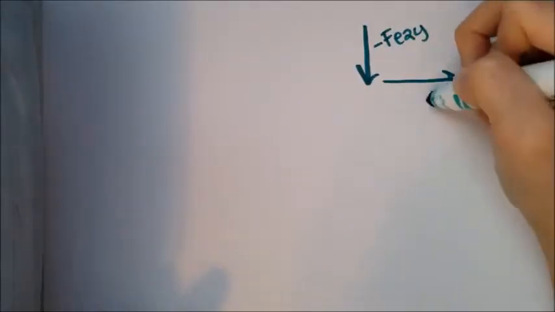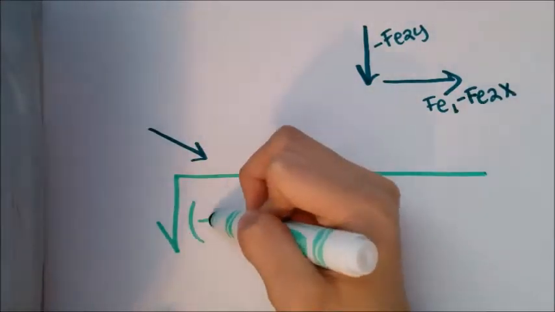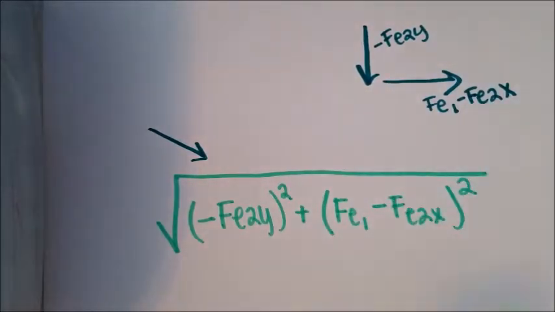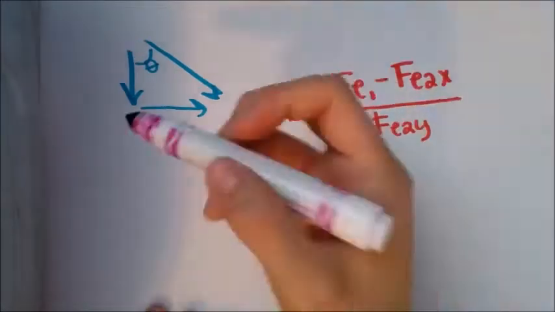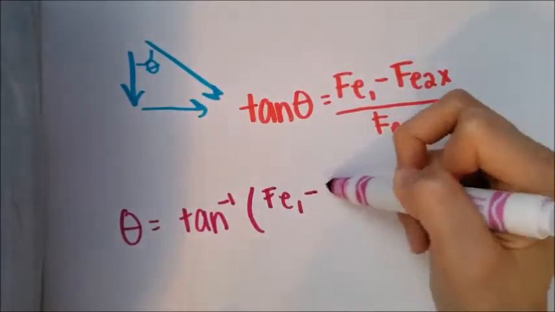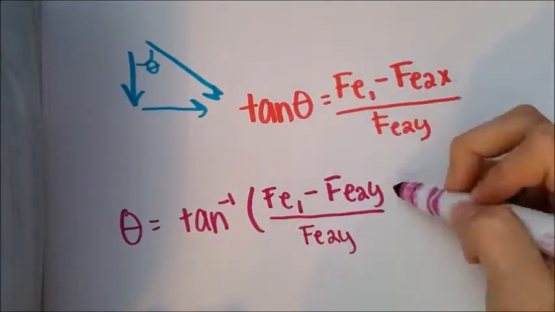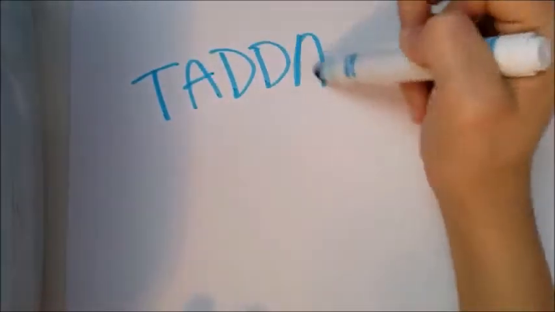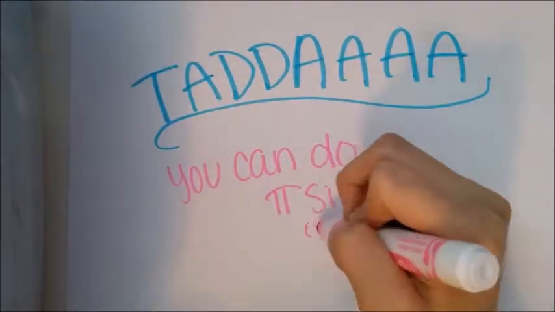To calculate the magnitude of this vector, we take the total y forces and square it, and add it to the total x forces and square it, and then take the square root of that total. In order to calculate the direction of the resulting vector, it would be the x component divided by the y component. Ta-da! You can do physics now! See, it's not that hard.